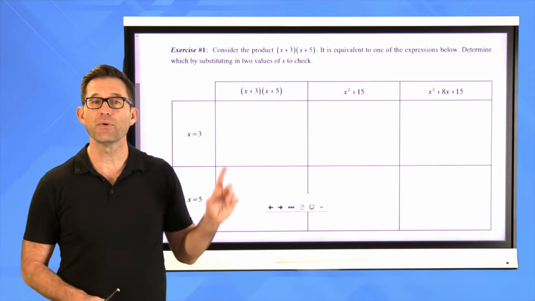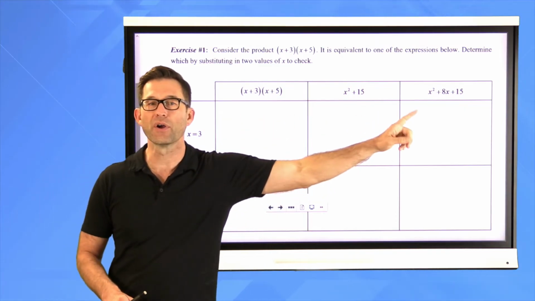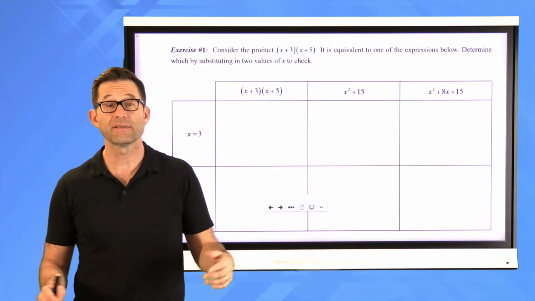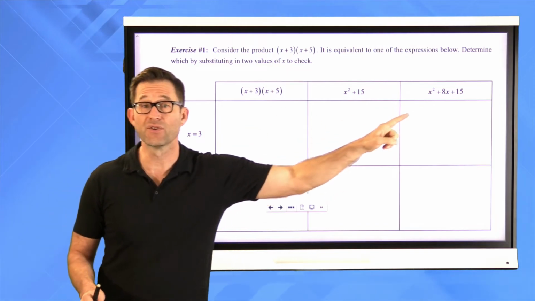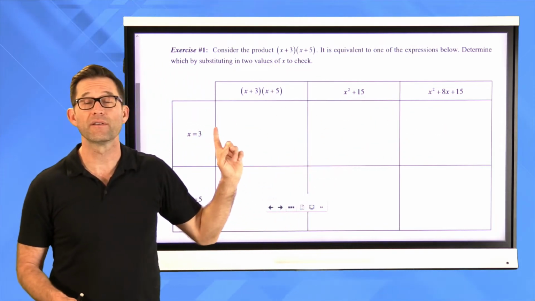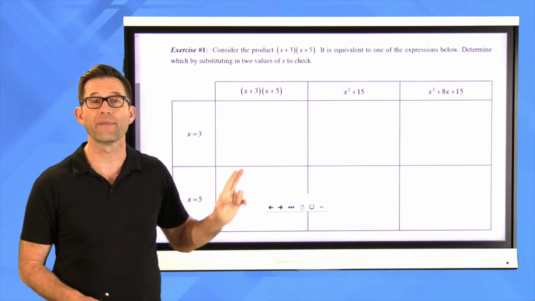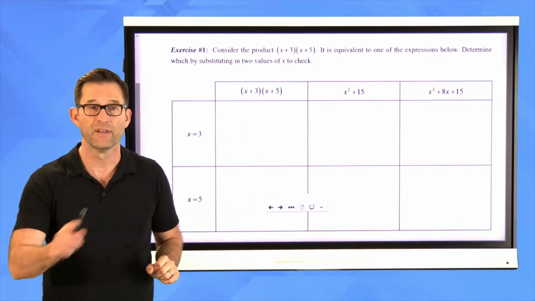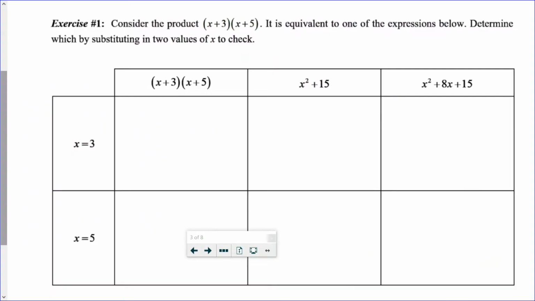So let's do it. Let's put x equals 3 into all three expressions, work out what their value is, and see which one of these two is equivalent to this one. We'll do it together for x equals 3, and then I'll have you do it on your own for x equals 5. Let's go to the board. All right, so let's put x equals 3 into this expression and see what we get. We get 3 plus 3 times 3 plus 5. 3 plus 3, I almost just said was 9, but in fact it's 6. 3 plus 5 is 8, and 6 times 8 is 48.